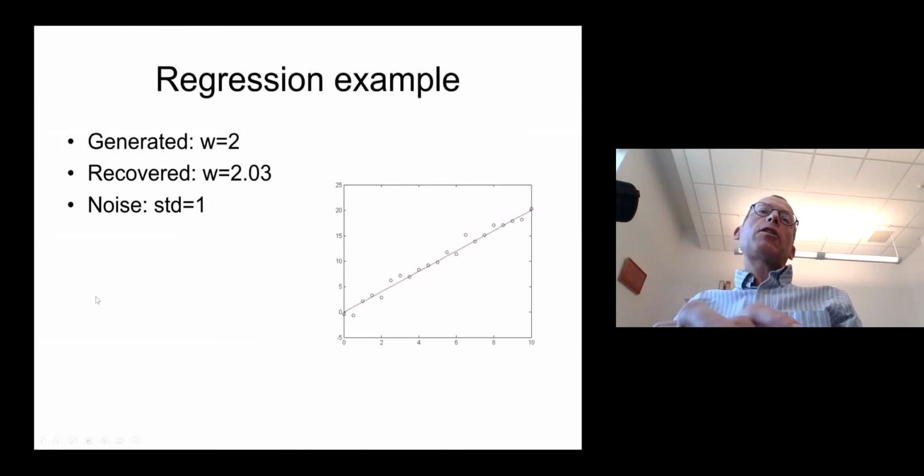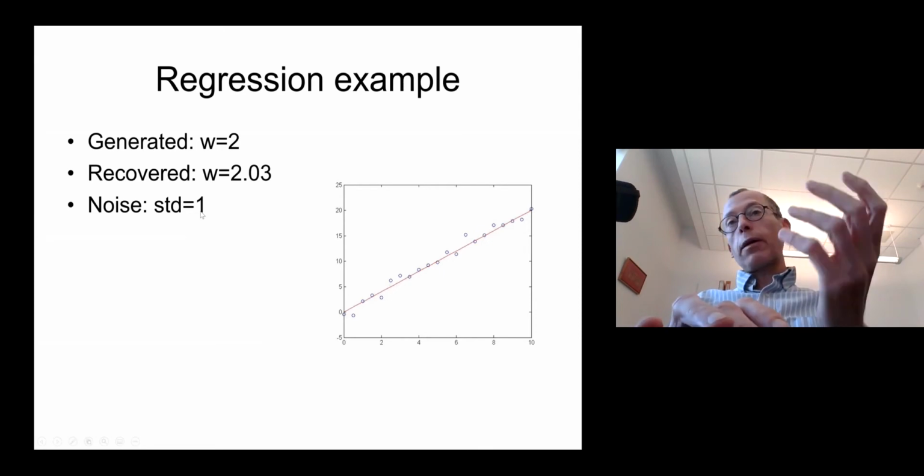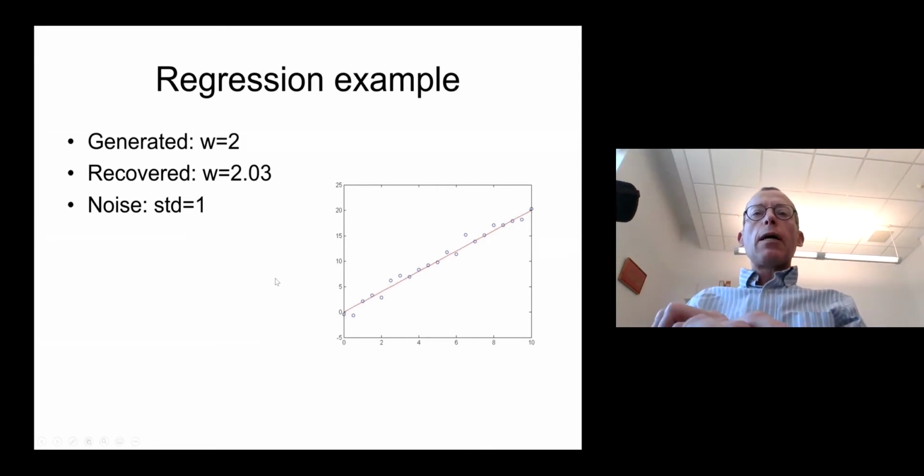For example, I generated some data here where basically y equals 2x plus some noise. I generated Gaussian random noise with mean 0 and standard deviation of 1. And you can see these are the results. Obviously the points do not lie on the line just because I added the noise. And if you use least square, you get something like 2.03, which is very close to 2 with a pretty small noise. So that's good.